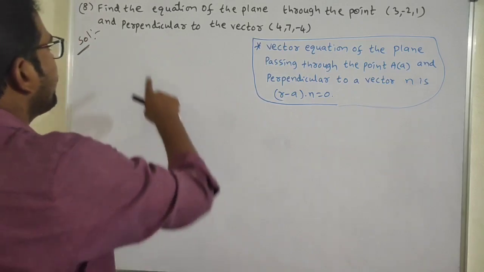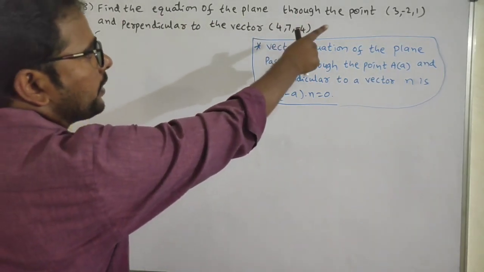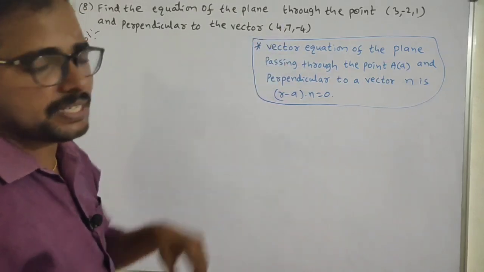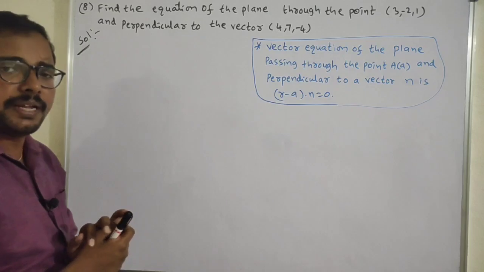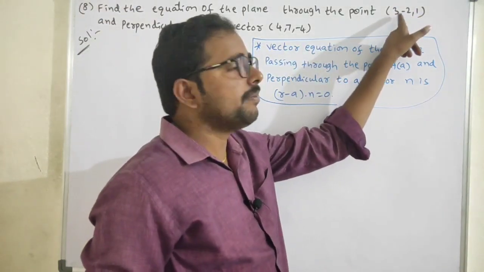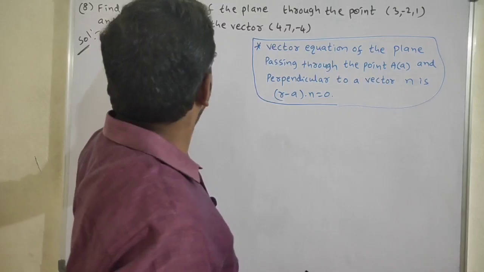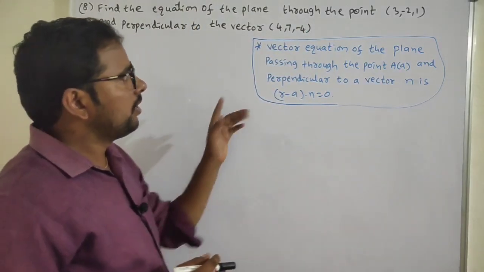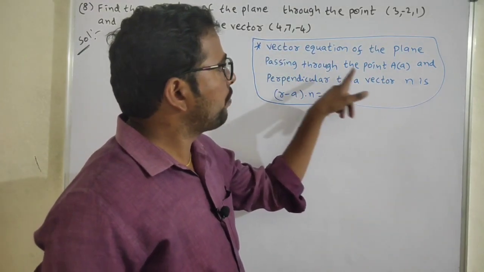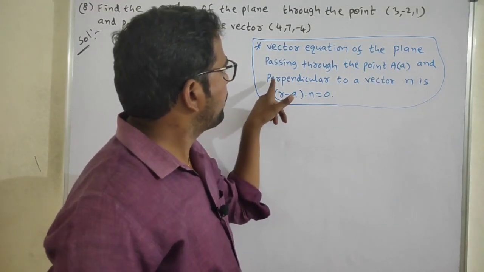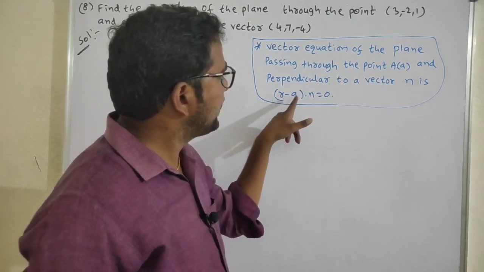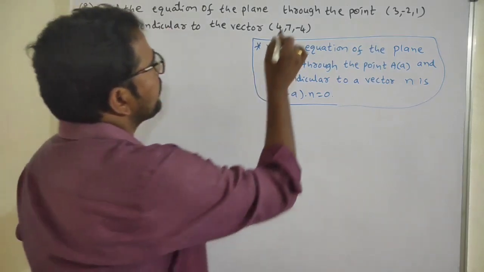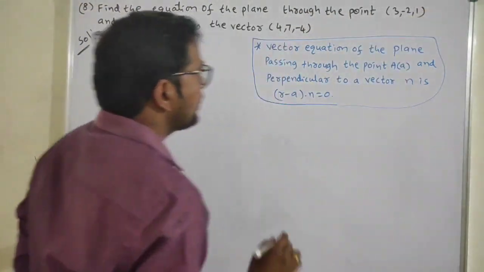Now the 8th question. Find the equation of the plane through the point 3, minus 2, 1 and perpendicular to the vector 4, 7, minus 4. So we find the equation of the plane which is passing through 3, minus 2, 1 and perpendicular to the vector 4, 7, minus 4. We have one important formula. The vector equation of the plane passing through the point a and perpendicular to the vector n is r minus a dot n is equal to 0. So this plane is passing through 3, minus 2, 1. Take that as a point.